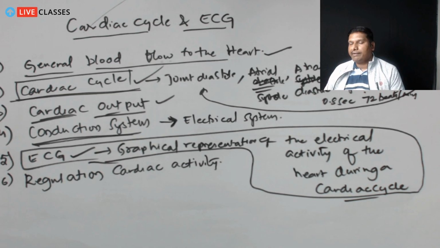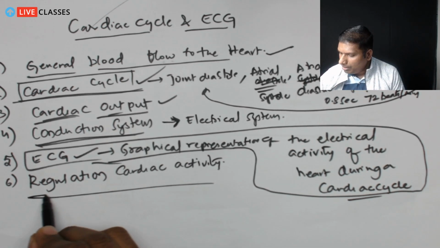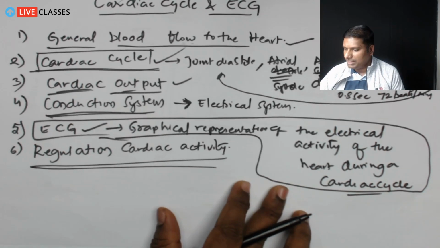If the electrical activity is normal, you will see a normal graph. If the electrical activity is abnormal, then you won't see a normal graph. Your graph will be abnormal, which basically indicates that there's something wrong with either the electrical signal itself or the contractions and the relaxations, because they are ultimately dependent on the conduction system. Now moving on to the last topic, which is regulation of cardiac activity.